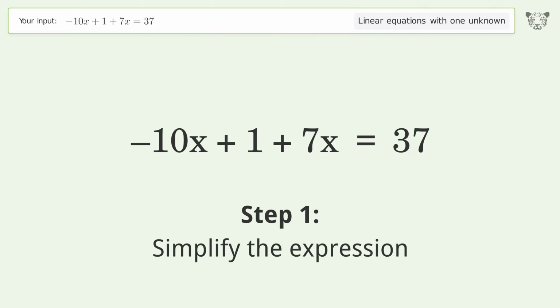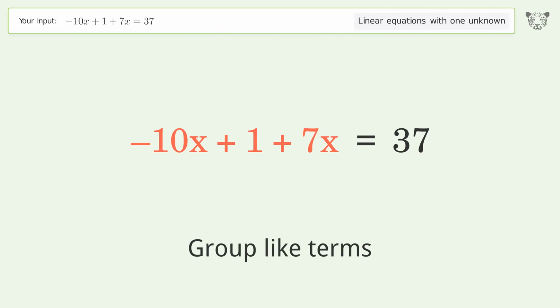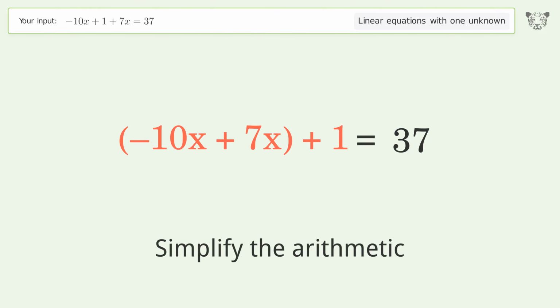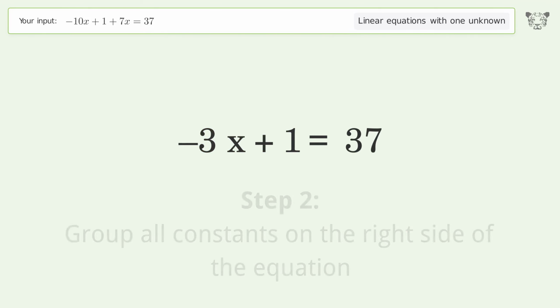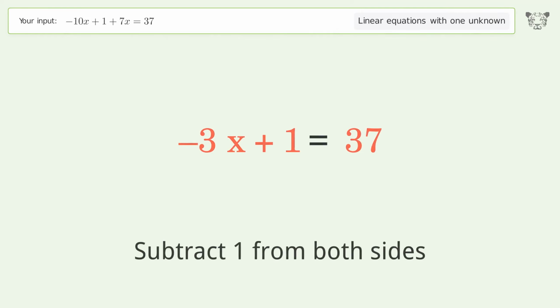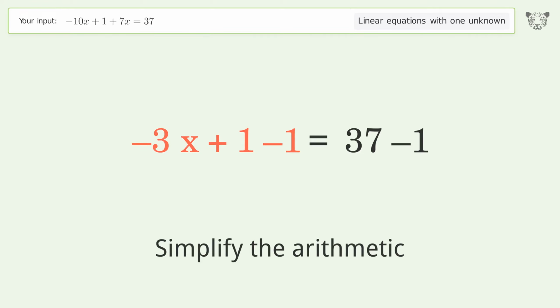Simplify the expression. Group like terms. Simplify the arithmetic. Group all constants on the right side of the equation. Subtract 1 from both sides. Simplify the arithmetic.